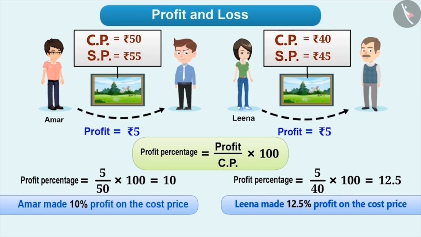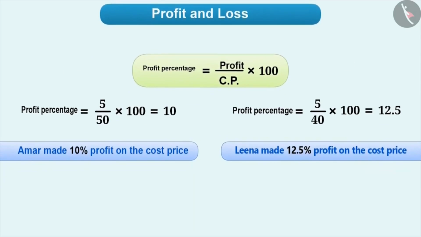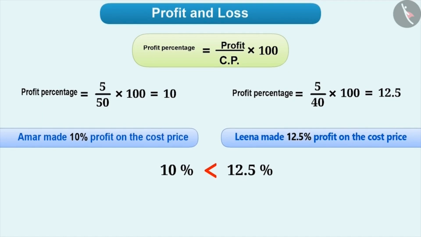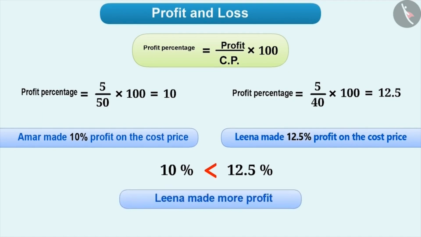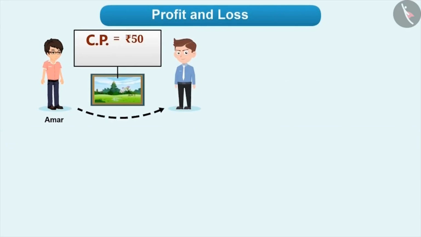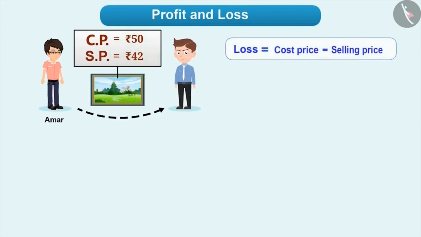Now tell me who earned greater profit. Think for a while. You got it correct. Since 12.5% is greater than 10%, Leena made more profit. Similarly, we can also represent loss as a percentage. Suppose Amar had sold the 50 rupee photo frame for 42 rupees, then he faces a loss of 8 rupees. That means, in this situation, Amar has faced a loss of 8 rupees on cost price of 50 rupees.